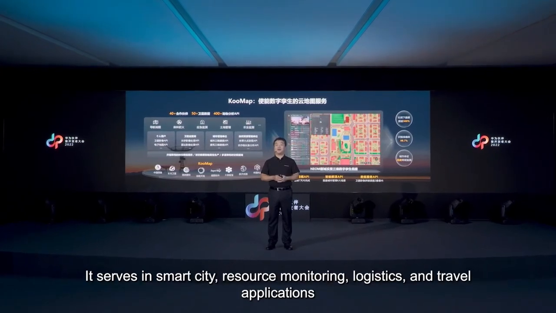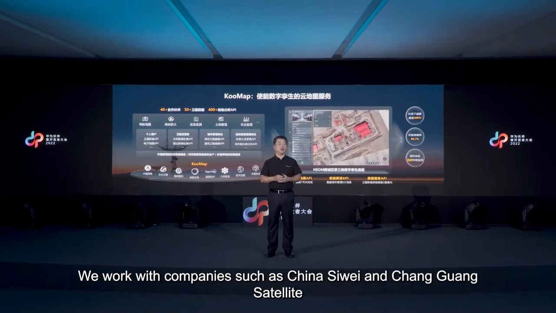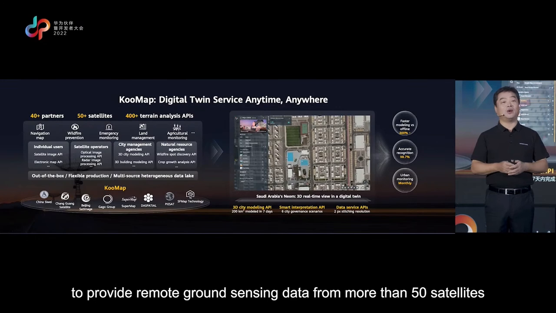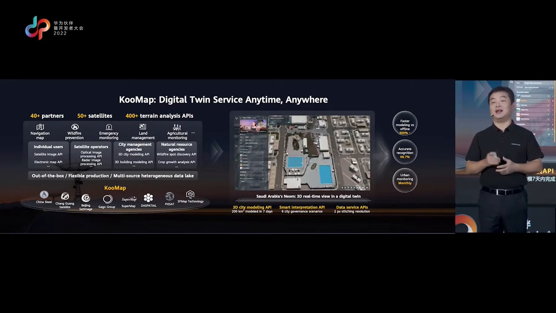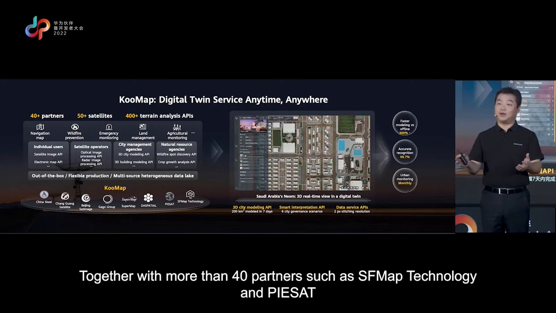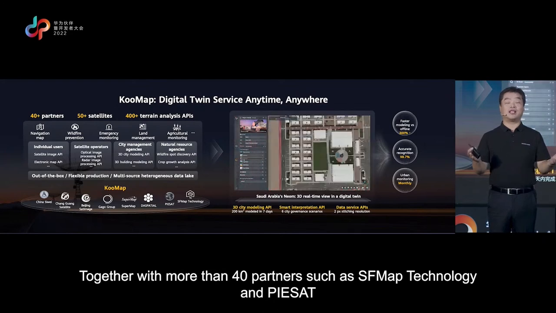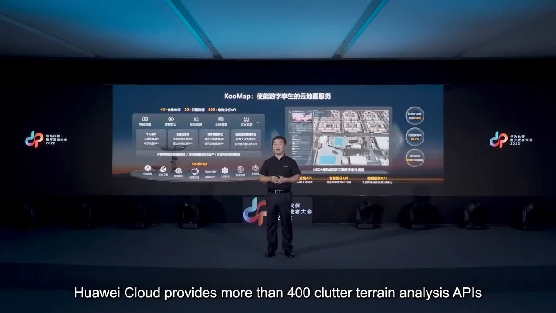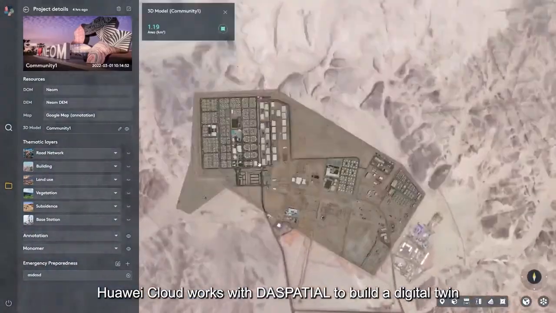It serves in smart city, resource monitoring, logistics, and travel applications. We work with companies such as China Siwei and the Changguang satellite to provide remote ground sensing data from more than 50 satellites. Together with more than 40 partners such as SF Map Technology and the PIESAT, Huawei Cloud provides more than 400 cluttered terrain analysis APIs.